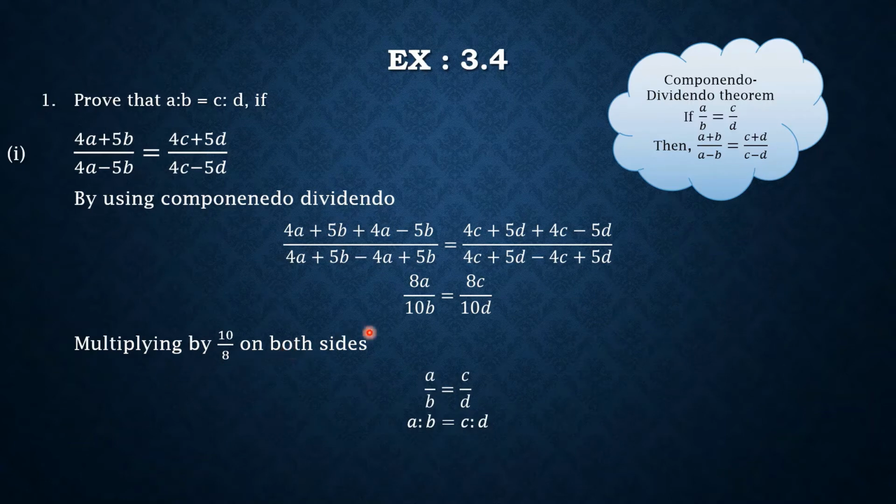The multiplicative inverse of 8 by 10 is 10 over 8. So we will multiply both sides by 10 over 8. By multiplying 10 over 8 to both sides, we will get a over b equal to c over d, as 8 over 10 and 10 over 8 will cancel each other, and the resulting fraction will be a over b equal to c over d, or in ratio form it can be written as a ratio b equal to c ratio d.